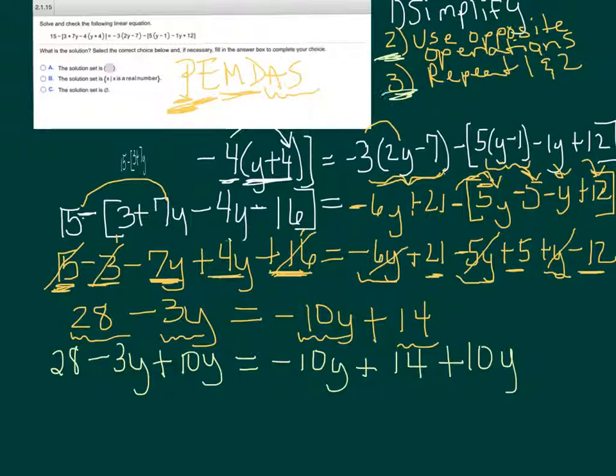So now we're at step three. We're going to repeat step one, which is to simplify. So we're going to combine these like terms on the left, which gives us 28 plus 7y. And we are going to combine our like terms on the right. So a negative 10y and a positive 10y, those are opposites, which gives us 0. And 0 plus 14 is 14.